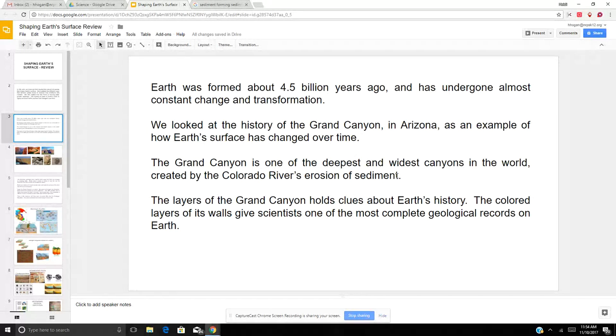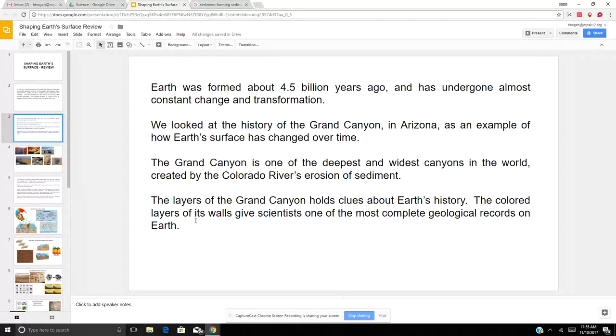So the water, the force of the Colorado River, which is, we know that all water flows down because of gravity, and the steeper the river, the greater the force or mechanical energy it is exerting on the rock, and it breaks it into sediment, and that's the weathering part. And then we know that erosion carries that sediment to another place, and it is deposited or cemented. So the layers of the Grand Canyon hold clues about Earth's history.